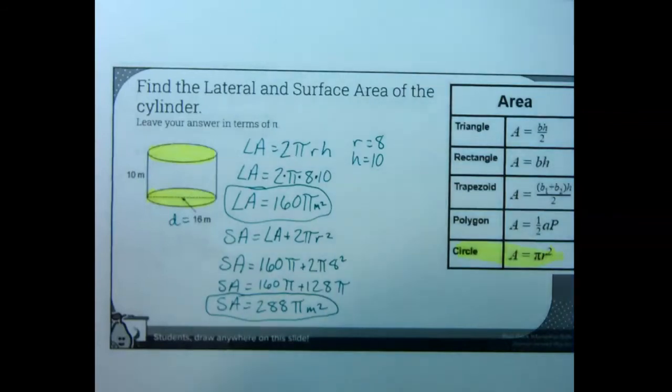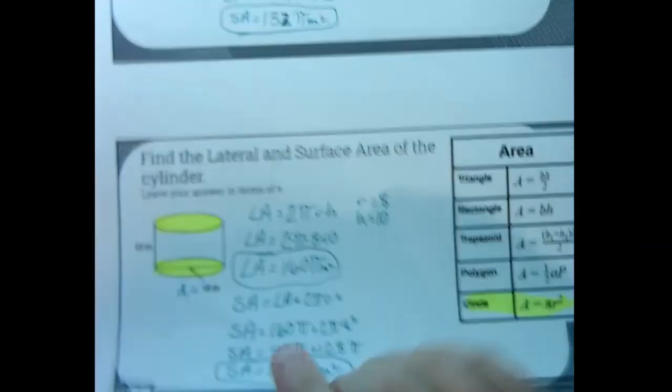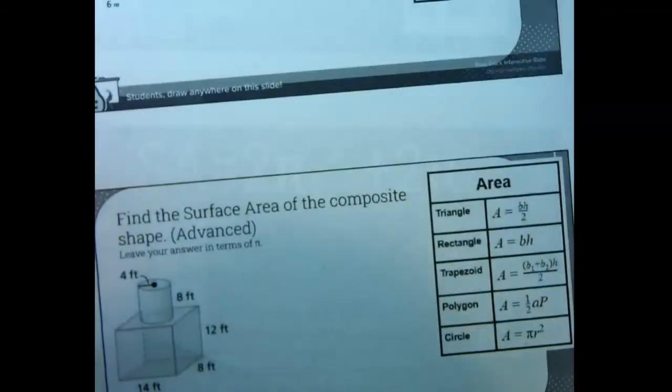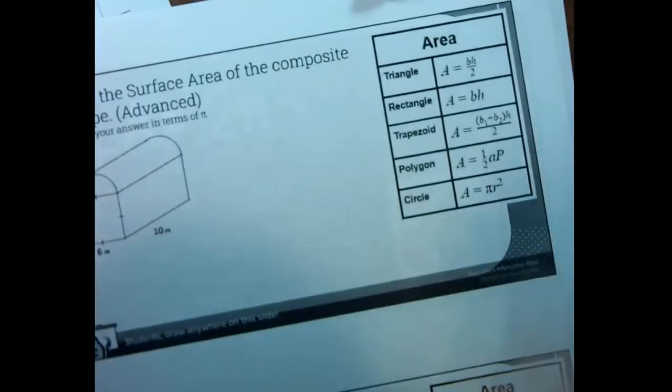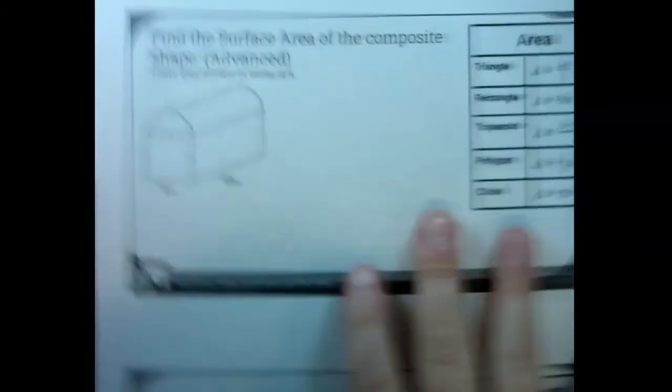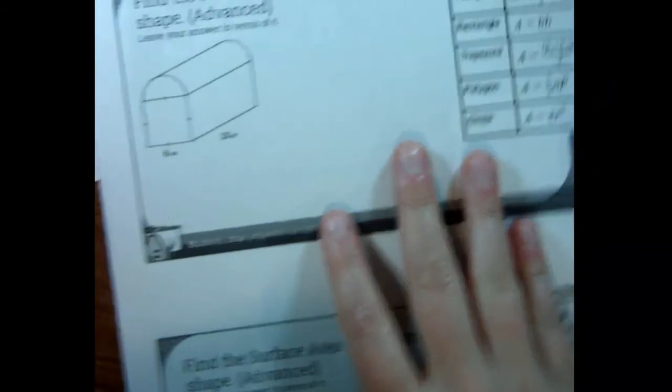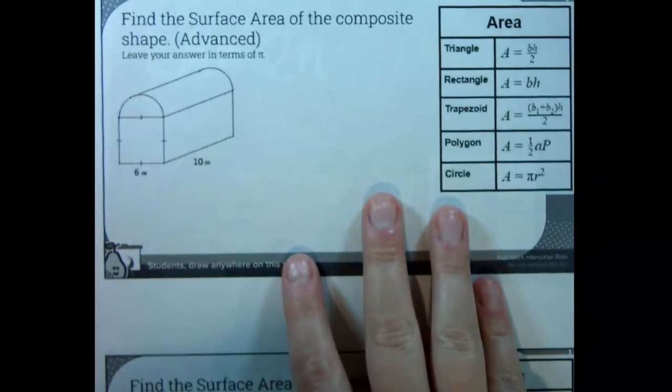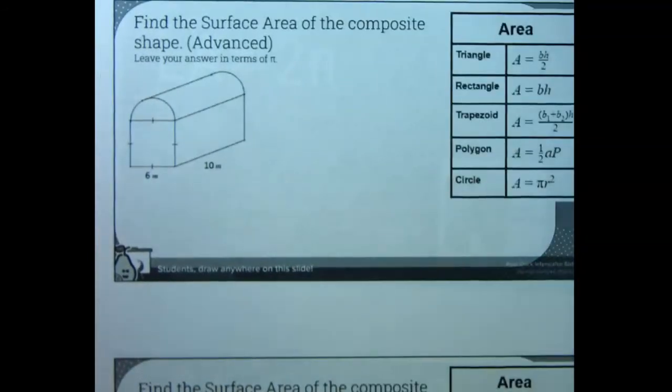Okay, so that's all of the regular problems. We have one more advanced problem that we will do. Actually, we have 2 advanced problems to do, sorry. We need to figure out the surface area of this shape. So we don't include the parts that are covered up.